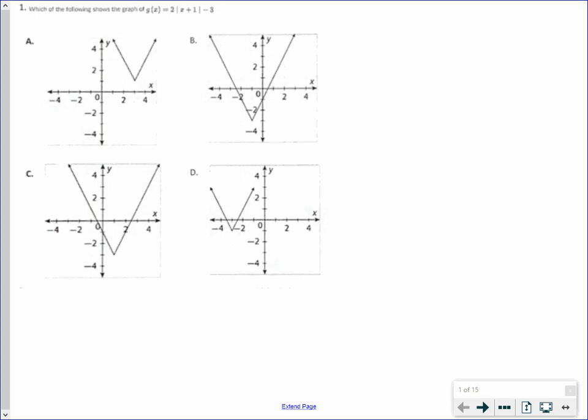How's it going, guys? Today I want to go over the Module 2 test. So let's go ahead and get started.